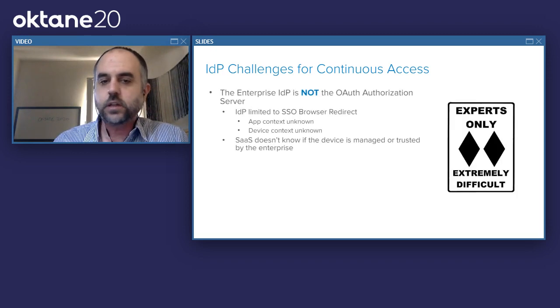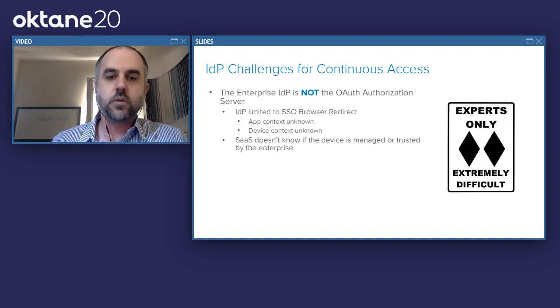So let's look at some of the challenges. The first is that the enterprise IDP is not the one making the decisions for the tokens, the OAuth authorization server. They're sort of separate entities. The IDP only gets invoked during the SSO browser redirect, which, depending on native applications, may only happen once for the native application. And because the IDP is operating in a web context, it's limited to what can be established through a web context.